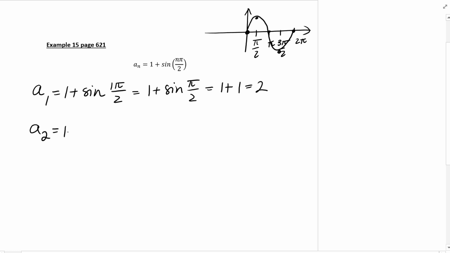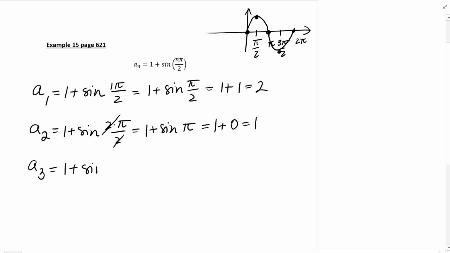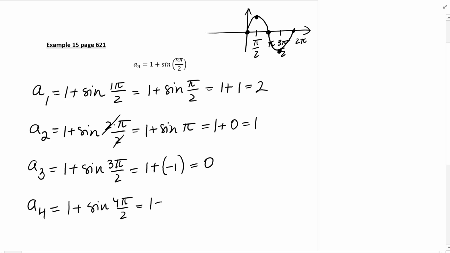A sub 2 is 1 plus sine of 2 times pi over 2, so it's 1 plus sine of pi, which is 1 plus 0, so it's equal to 1. This graph is coming in handy, right? A sub 3 is 1 plus sine of 3 pi over 2, which is 1 plus negative 1, so we end up with 0. And a sub 4, the fourth term, is 1 plus sine of 4 pi over 2, which is 1 plus sine of 2 pi. Sine of 2 pi is 0, so it's 1.